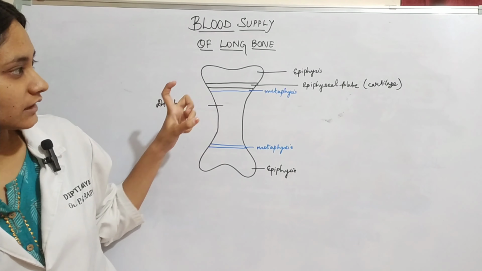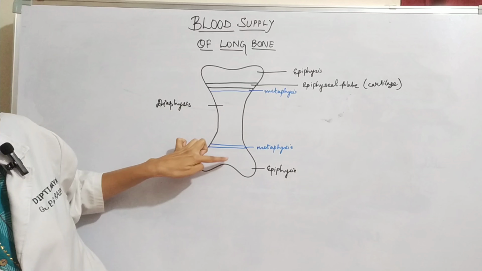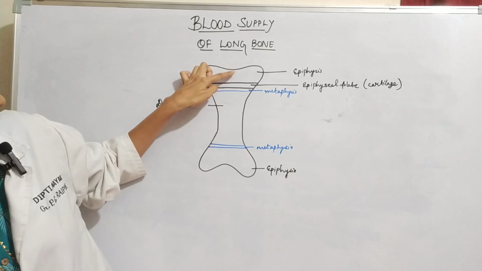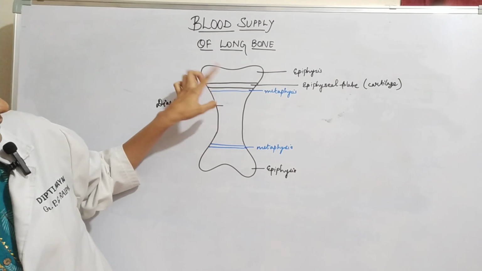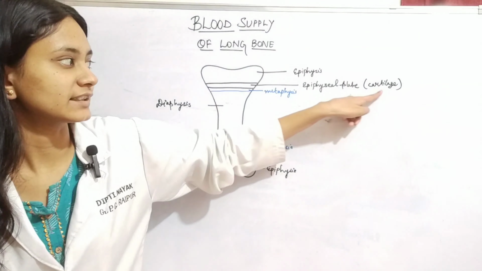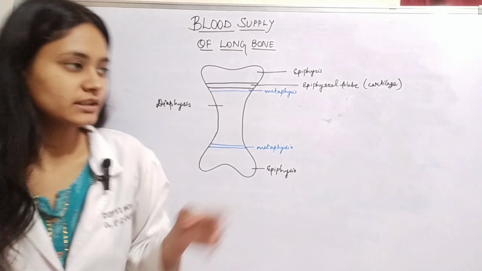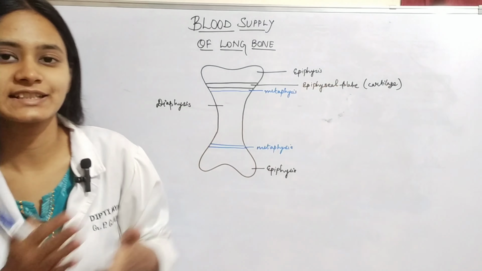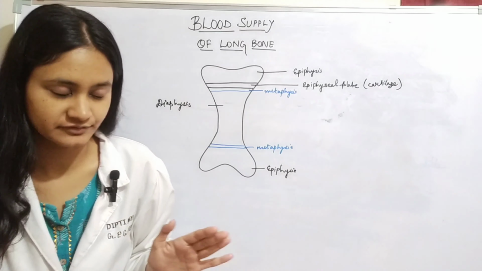In a young long bone, we have epiphysis, diaphysis and then epiphysis. We have epiphysis, then epiphyseal plate and then metaphysis. Now in a young long bone, the epiphyseal plate is a cartilage. But as soon as you reach puberty and after puberty, this epiphyseal plate degenerates and the only thing left is an epiphyseal line, which is not really visible.